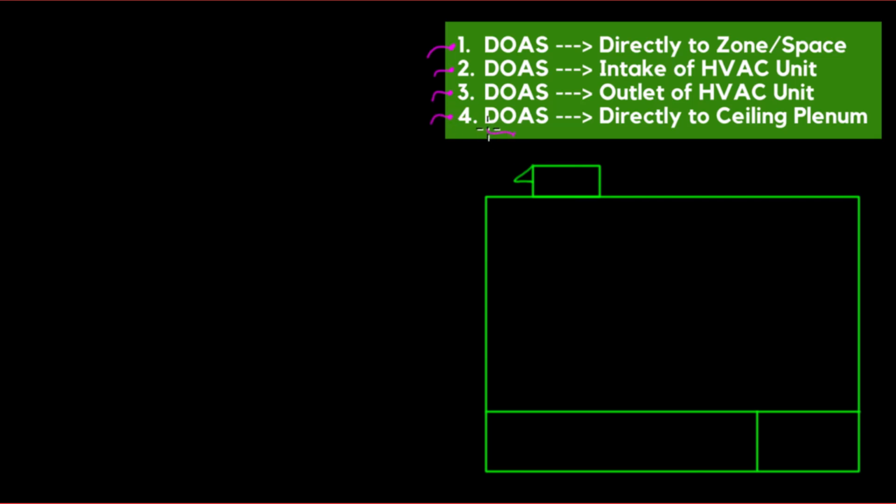Okay, so to put this into perspective, what does DOAS do? DOAS is going to be in charge of ventilation, right? So I'm gonna put in here, this takes care of ASHRAE 62.1. All right, so ventilation. So with that, ventilation is taken care of. But what about heating and cooling?